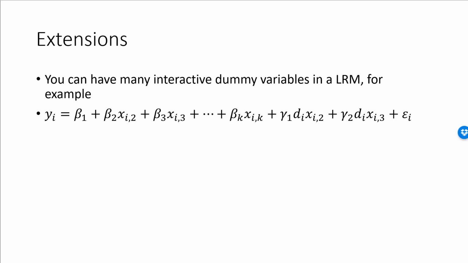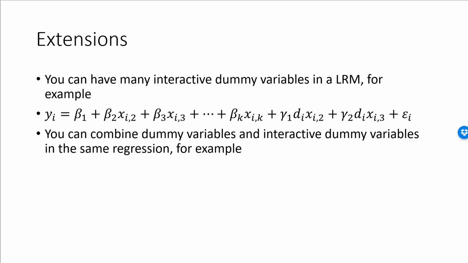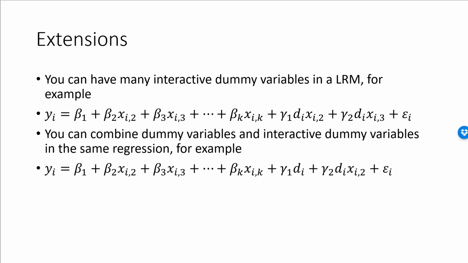Another possibility, which is quite common, is to use both regular dummy variables and interactive dummy variables in the same regression. So I could do this. I could do beta 1, and then here I add the dummy variable with a constant of gamma 1, and I add the interactive dummy variable with a parameter gamma 2. That will allow the slope and the intercept to be different between the groups.